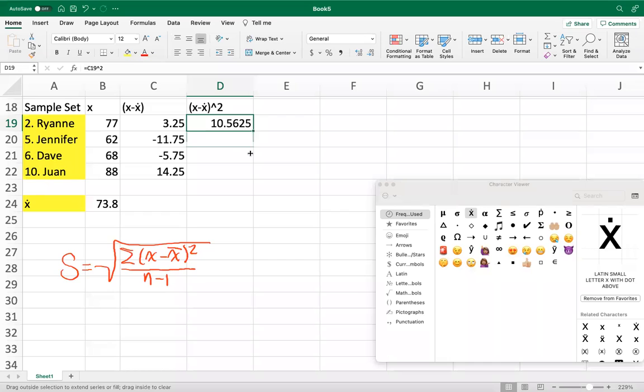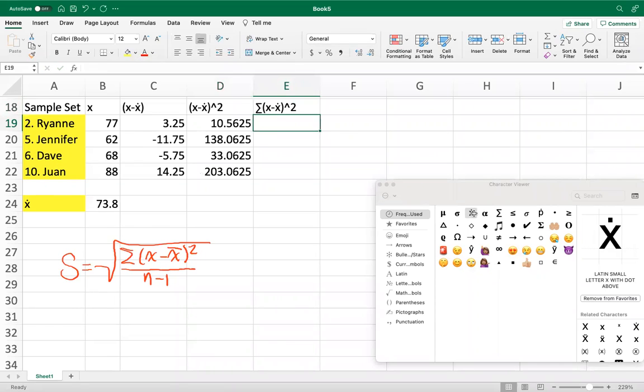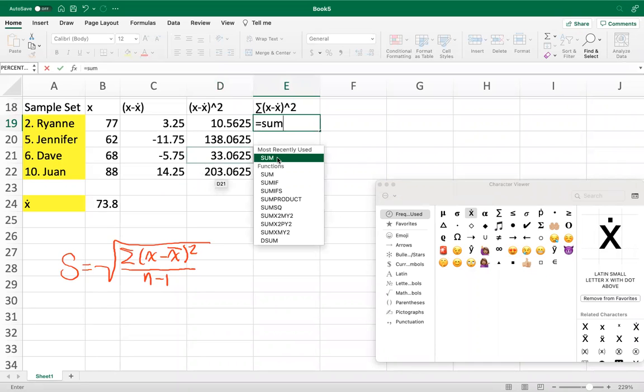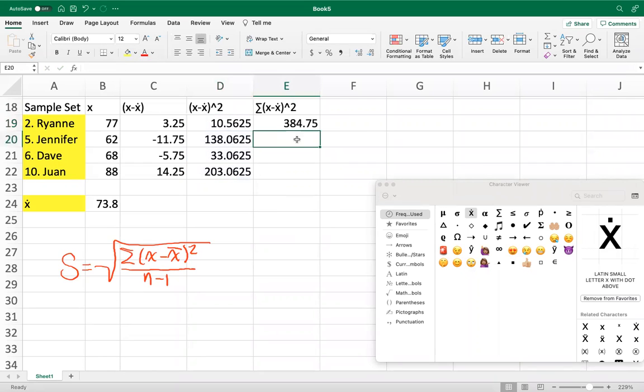Perfect. And we're just going to drag that all the way down. Awesome. Now that we have this value here, we have this entire numerator part. Now we have to take the sum of these values. So the sum of x minus the mean squared, and that's just going to equal the sum of these values here. And now that we have this value, we have this entire numerator. We got the sum of all of these values.